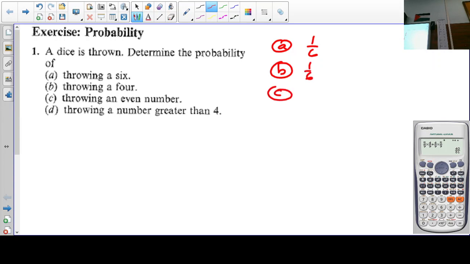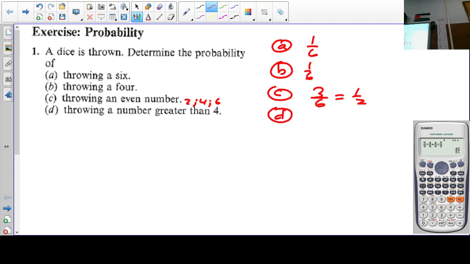C. Throw an even number. What are the options? If it's even, it can be either 2, 4, 6. So how many favorable outcomes are there? 3. So it's going to be 3 out of 6.